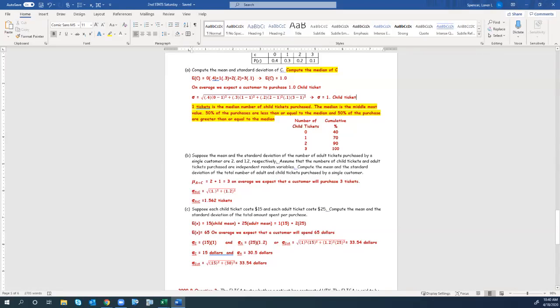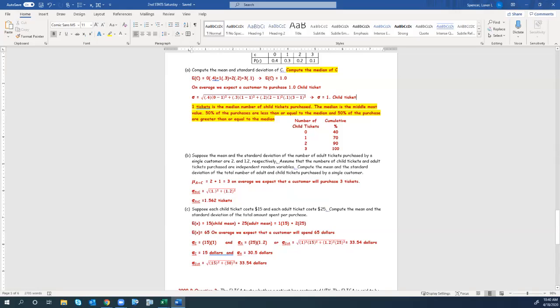But the standard deviation, we can't add directly. We have to convert it to a variance. So that becomes the 1 squared and the 1.2 squared. Then we sum that and take the square root. And so the combined standard deviation of adult and child tickets would be 1.562.